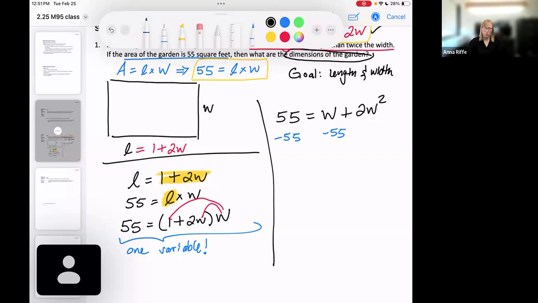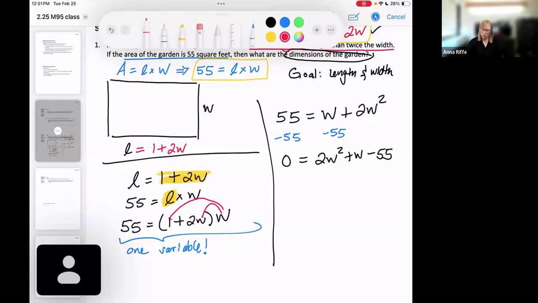And maybe I will rearrange the right-hand side and I'll put the W squared term first, then W, then the 55. None of those are like terms, so I can't combine them. I have to try to factor now. I have to use the key number method here.